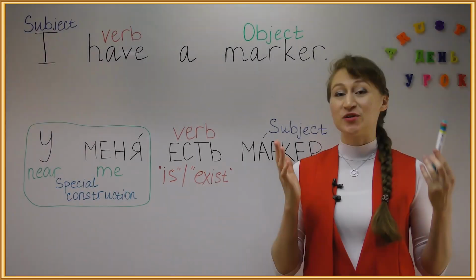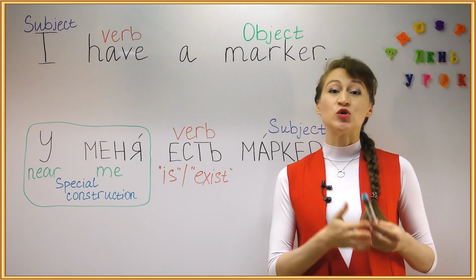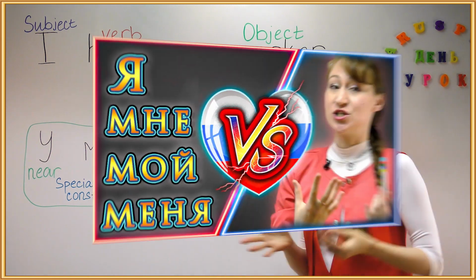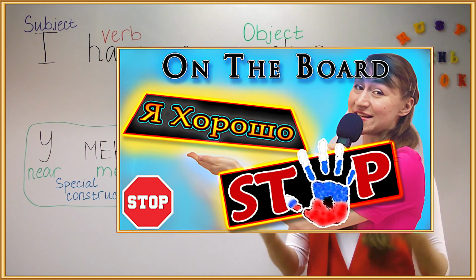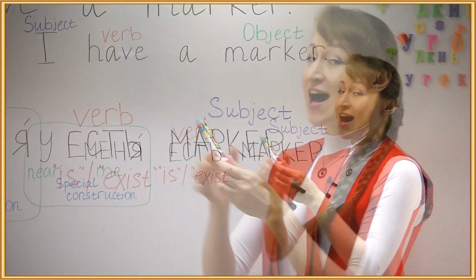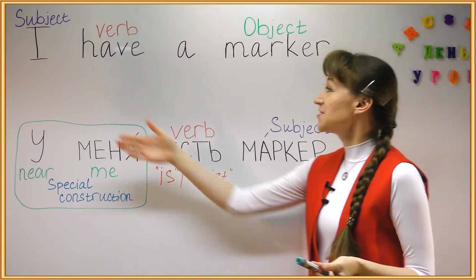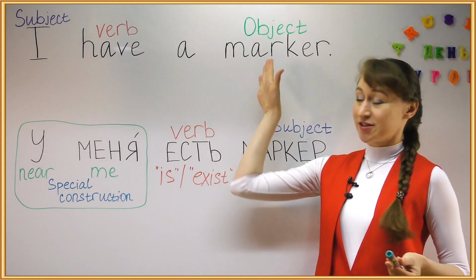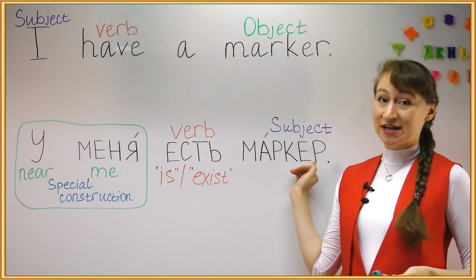Before we move on to the question itself, let's take a look at the construction «У меня есть.» I already told you about this construction in my previous videos, but I'm going to tell you about it again in a nutshell. So, I have a marker. По-английски, in English, I have a marker. По-русски, у меня есть маркер.